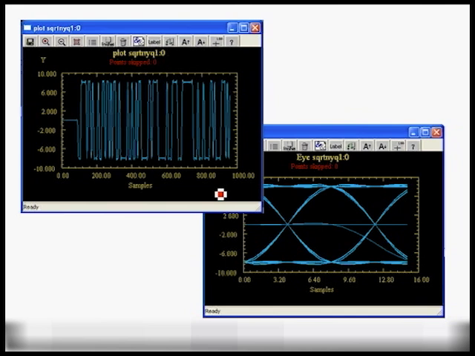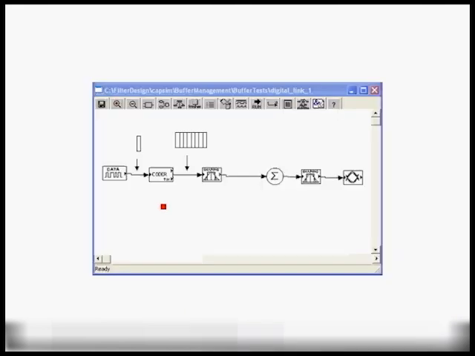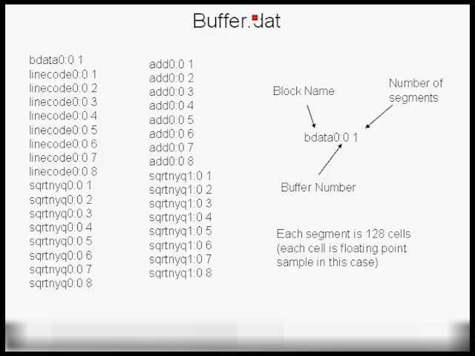Here's the result of the simulation. This is the actual time domain, and here is the actual eye diagram, and we're using 128 bits in this case. Now the next step is to actually look at the file buffer.dat and see how the buffers grow, in this case where we have multi-rate signal processing. If we look at buffer.dat, again, notice the legend where we have the block name, the port number, and the number of segments that were allocated.